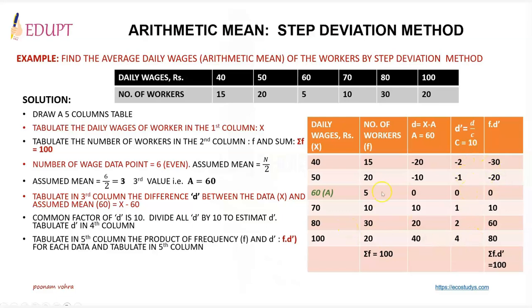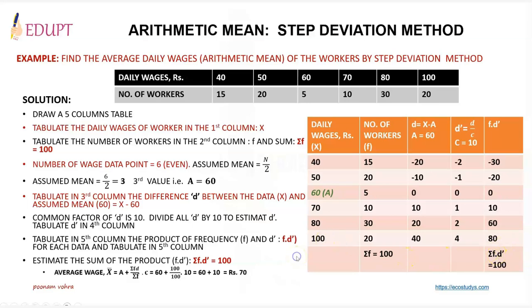Then multiply this deviation dash with the frequency in the last column and have its summation. Summation of deviation dash multiplied by frequency. And finally, we apply the formula a plus sigma fd dash by sigma f into c. Substitute the values and you get the answer as rupees 70 is the average wage of daily workers.